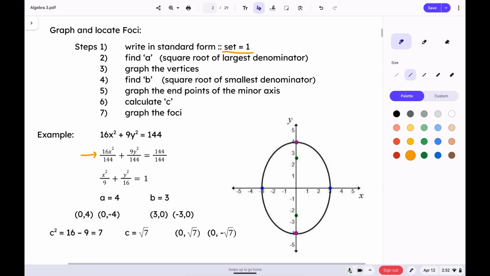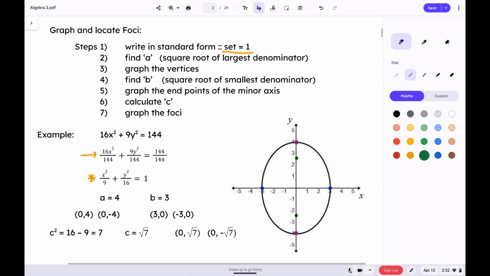Just put in 16 over 144 and write it as a fraction. For this one, it should come out to be 1 over 9, which is why they wrote it as x squared over 9. And then for the y squared, something similar happens. If 16 could go into 144 9 times, then 9 should be able to go into 144 16 times, okay? So that's where these bottom numbers come from. The 9 and the 16 come from me reducing those fractions. Now it's written in standard form, so we're working with this as our equation. X squared over 9 plus y squared over 16 equals 1.